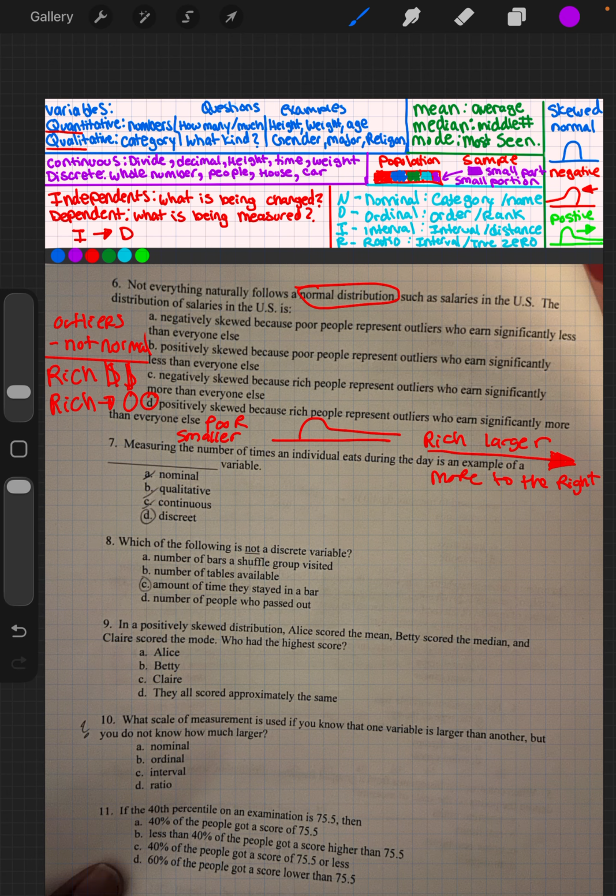Okay. So the next one, you got that right. It should be discrete, because it's going to be like 3 meals, 7 meals. You can't have 2.5 meals. You can't have 9.7 meals.